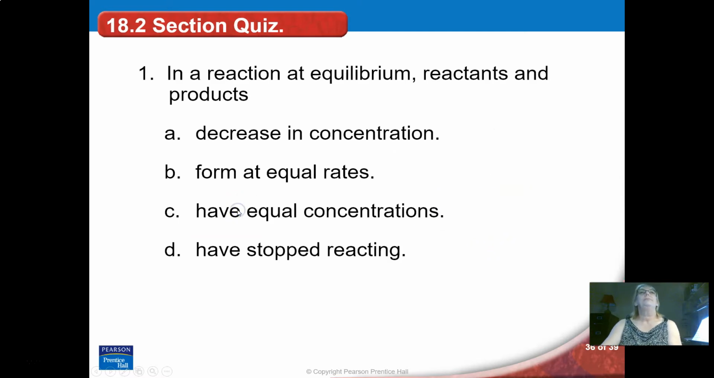And let's try a quiz. In a reaction at equilibrium, reactants and products are forming at equal rates. Remember, the rates are the same, but not the concentrations.